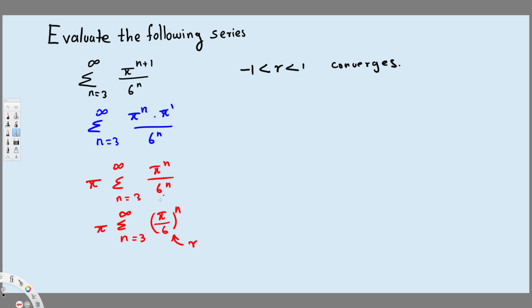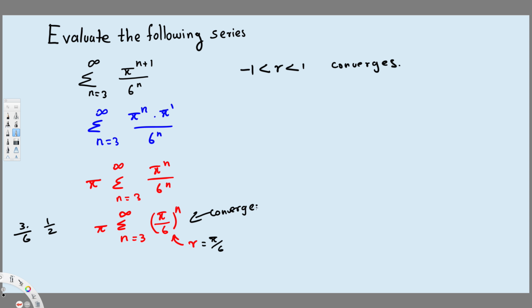So let's check whether this value converges. r is equal to 5 over 6. We know that 5 over 6 is definitely between these two values because it's less than 1. Therefore, this converges. We know this series converges.